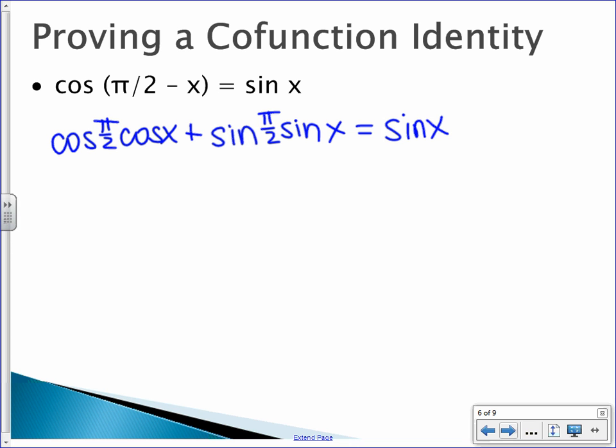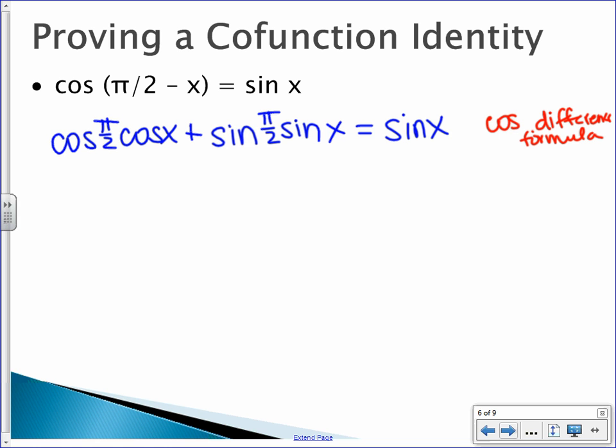Remember, this is an identity that we're proving. So I'd like you to tell me what you did. Okay, we used the cosine difference formula. Okay, so now what do we need to do with the left side to get this to verify? Change cosine pi over 2 and sine pi over 2.